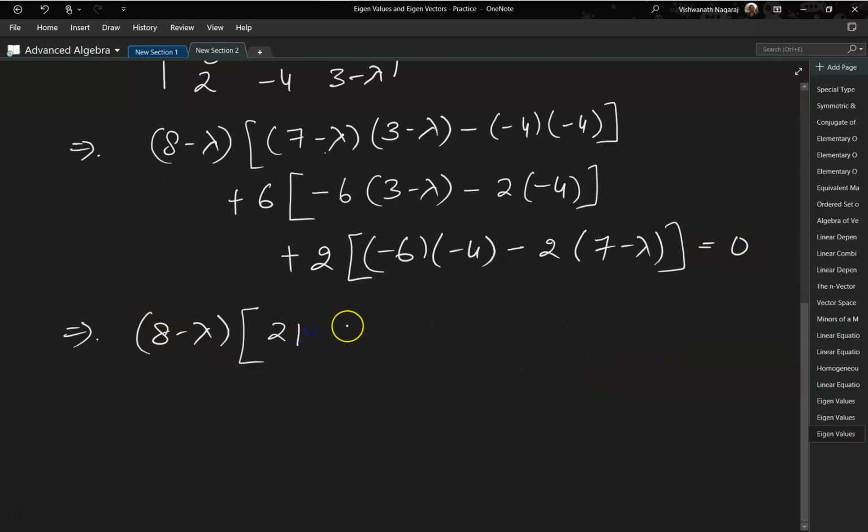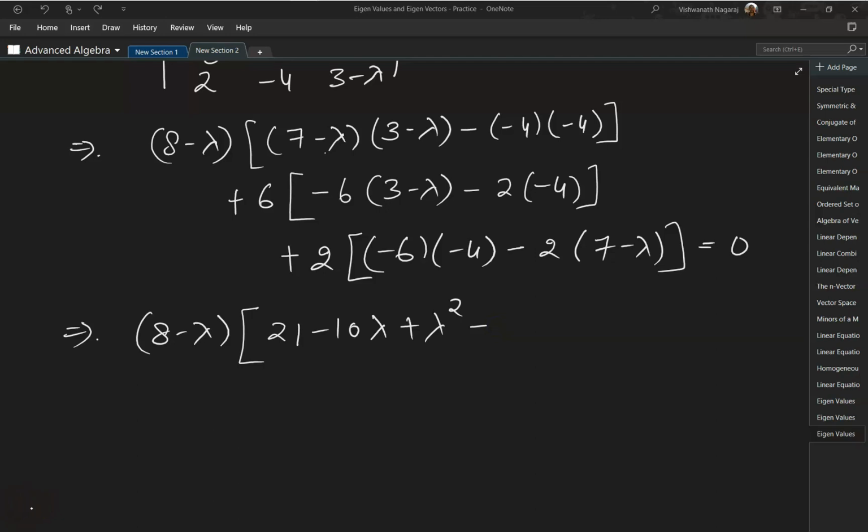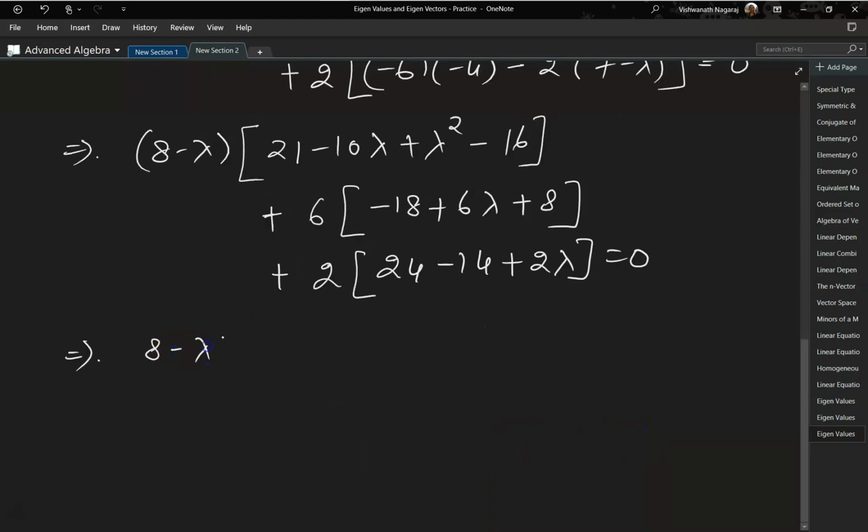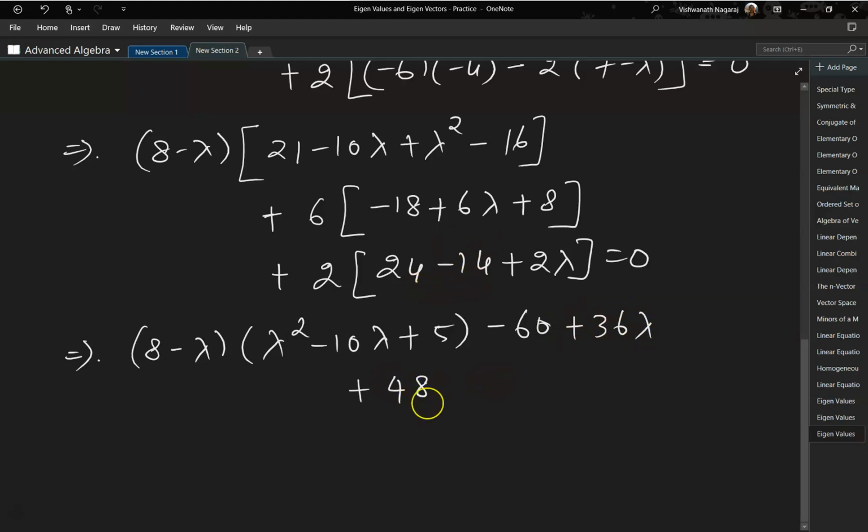(8 - λ)(21 - 10λ + λ² - 16), plus 6 times (-18 + 6λ + 8), plus 2 times (24 - 14 + 2λ) equal to 0. So (8 - λ)(λ² - 10λ + 5), plus 6 times (-18 + 8 is -10), so this becomes -60 + 36λ + 48. 24 - 14 is 10, 10 times 2 is 20, plus 4λ, equal to 0.